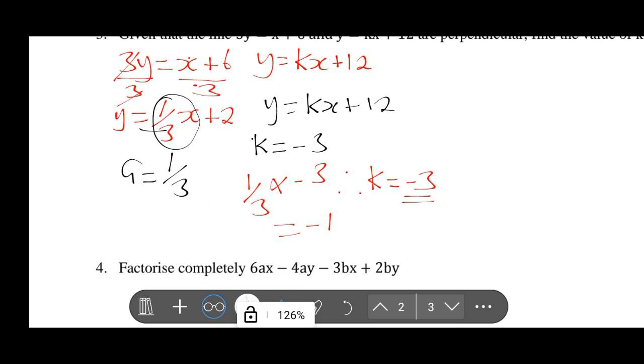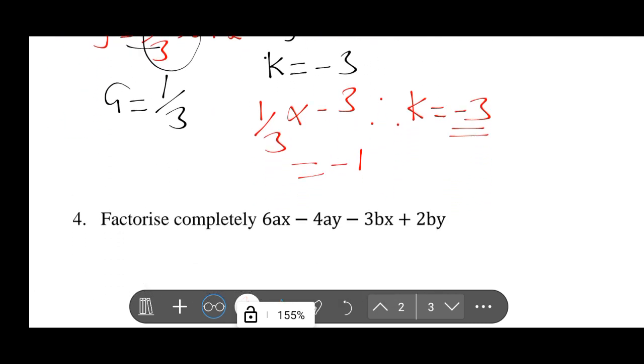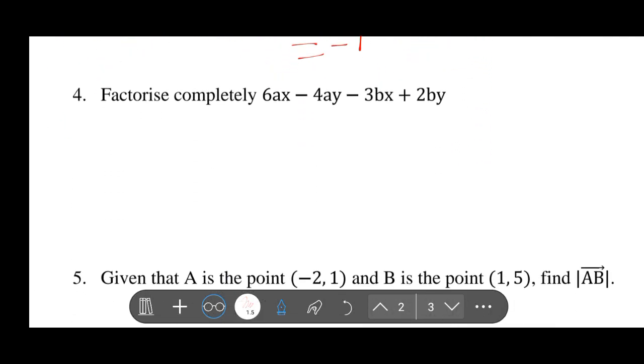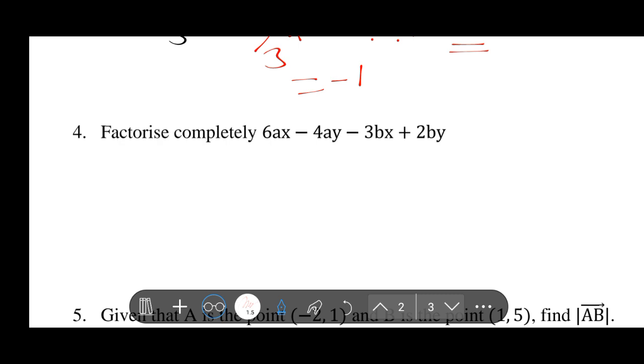Okay, so let's move on. Let's proceed. I think we'll end on this one. Factorize completely. Because of the time, we'll just end here.